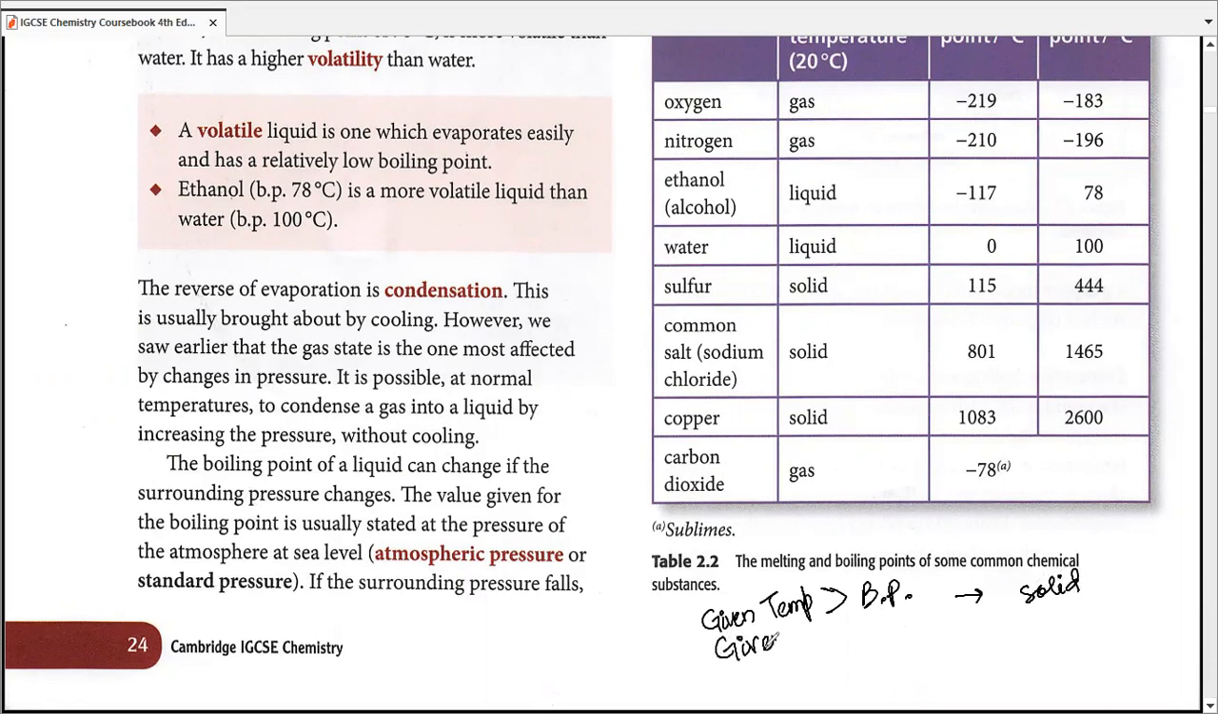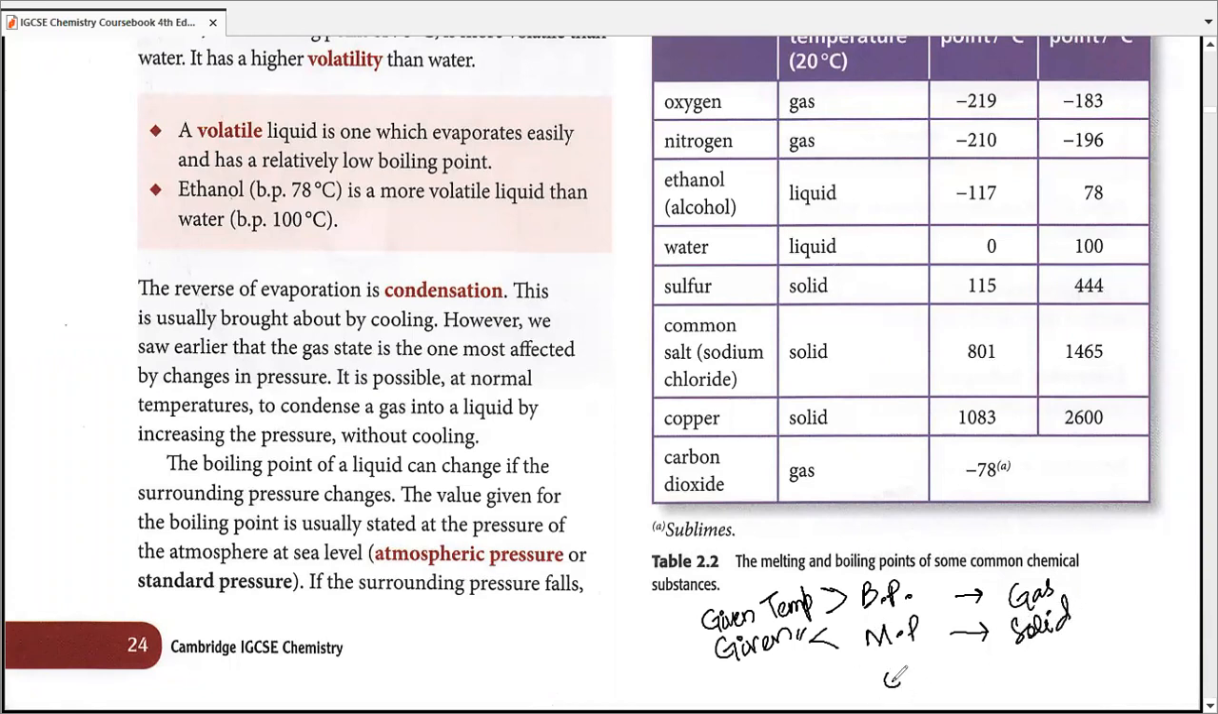Now, if the given temperature is less than the melting point, the substance is, wait a second, my bad. I have made a mistake even at the start. No, it's not a solid, it's actually a gas. And this one is a solid.